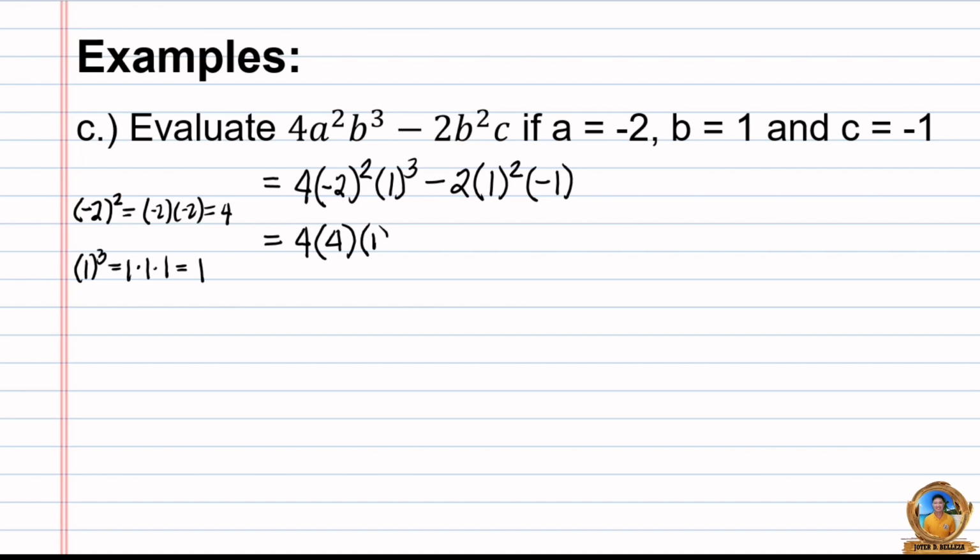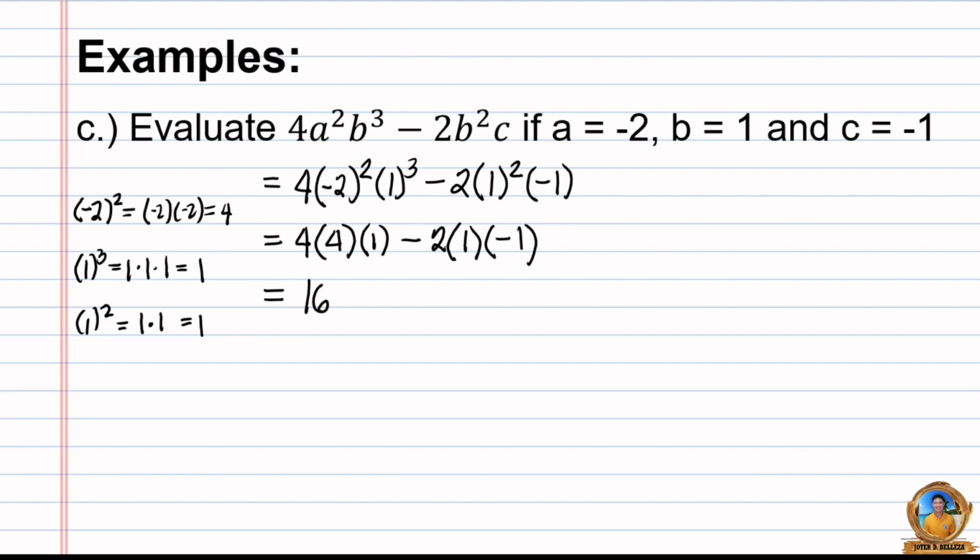So we have here 1 minus, so kopyahin muna natin si 2 times, no? So we have 1 squared, again, that is 1 times 1 or 1. So magiging 1 pa rin. And we have negative 1. So let's move on now to the next step. Again, we have 4 times 4 is 16 times 1, still 16. So we have here the next minus 2 times 1 times negative 1.